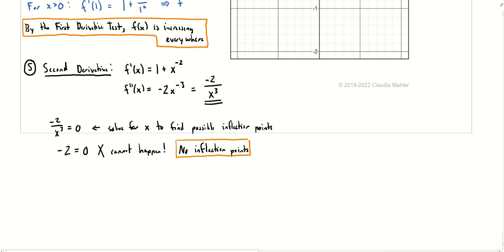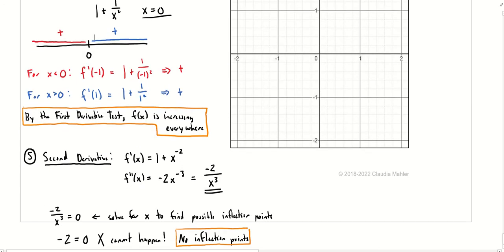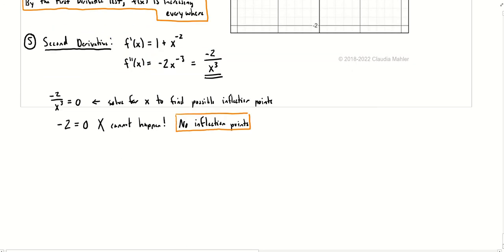However, concavity can change around places where the second derivative is undefined. So just like we did up here with the singular points, we looked to see where the first derivative was undefined, and we used that point to construct our two intervals. We do a similar thing with the second derivative. So not only do I need to look at inflection points, but I also need to look for places where my second derivative, negative 2 over x cubed, is undefined.